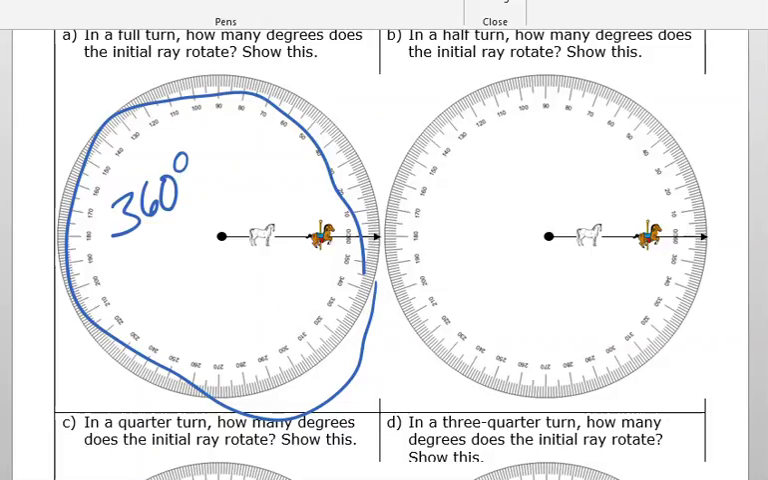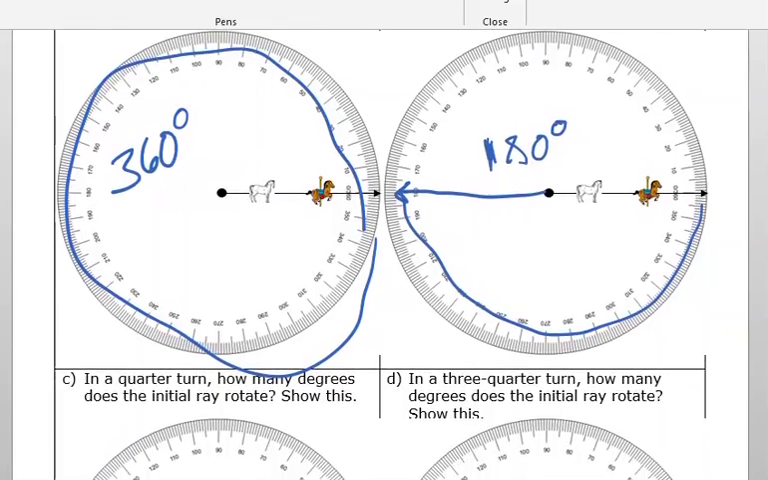360-degree angle. Now if I were to go a half turn around, moving over here, and I stopped here and I drew a nice little line there, this would be a 180-degree angle. So a full circle turn is a 360-degree angle. A half circle or a straight line is a 180-degree angle.